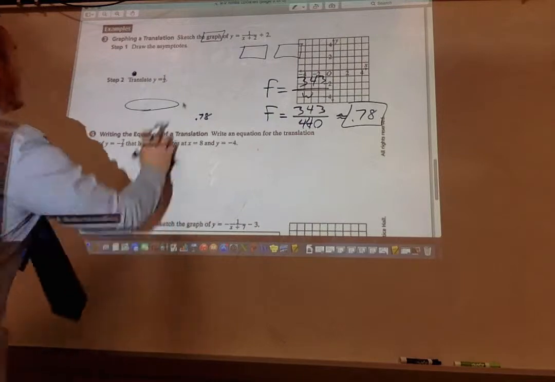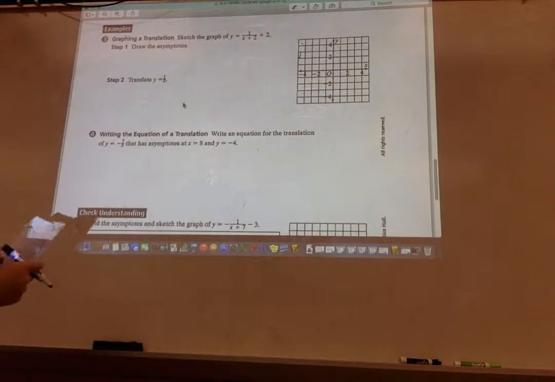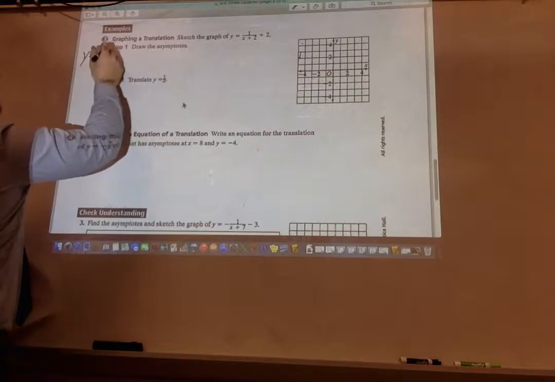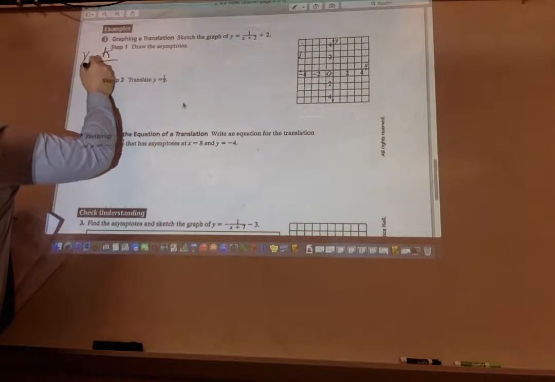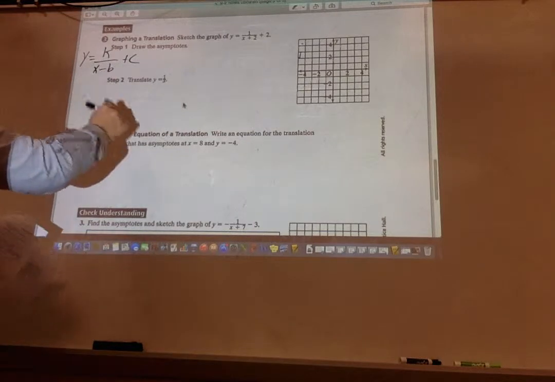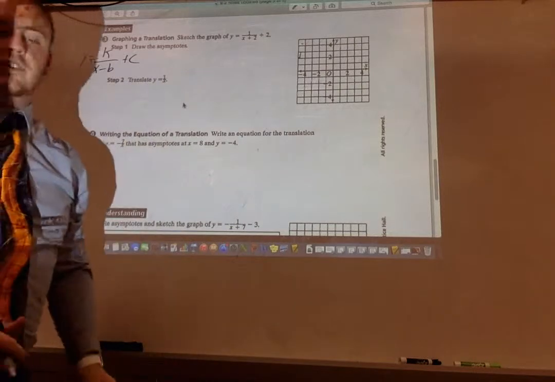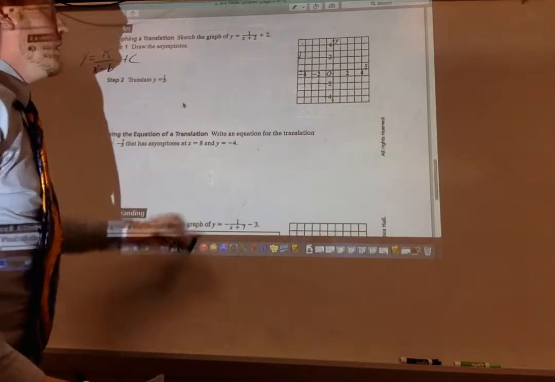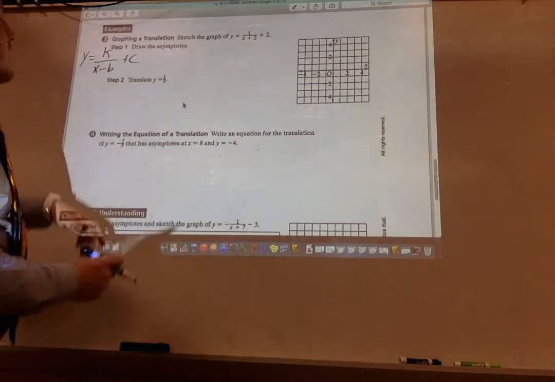So example number 3 is graphing a translation. So the translation, don't forget, is y equals k over x minus b plus c. So this goes for the whole thing. The first part that we have to do is draw our asymptotes, because we know pretty much what the graph is going to look like. It's going to be one curve in the upper right, one curve in the lower left. We just have to translate it, move it around a little bit. So the first part here is find our asymptotes.